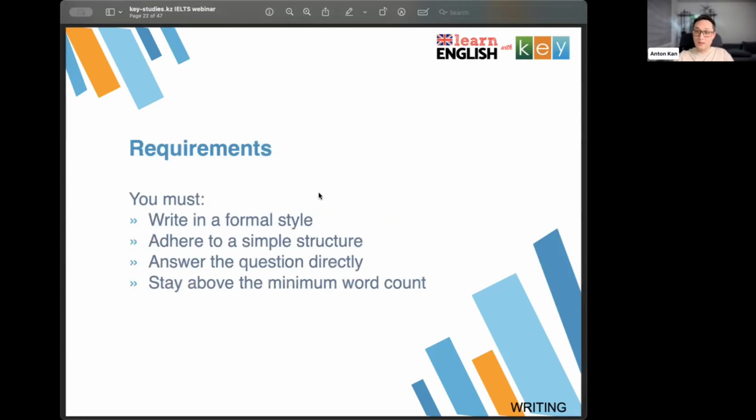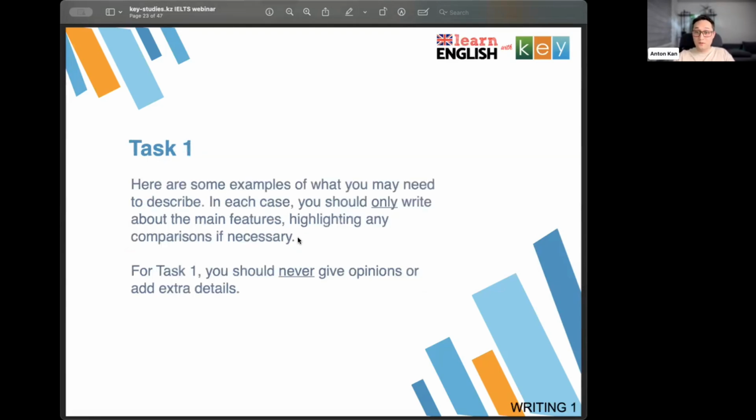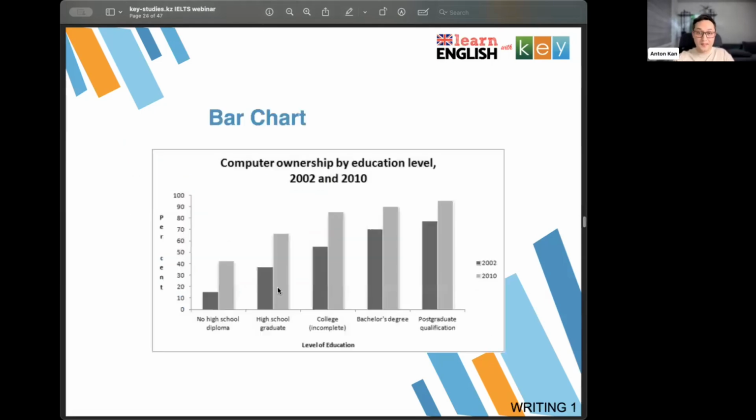General requirements here are formal style, no slang. You should stay on the task because there is task achievement. So you're going to be assessed based on task achievement as well. Don't write about something that you are not asked to, and make sure that your word count is enough. Please remember not to give your opinion in writing task 1. That's very important. Now let's look at some tasks.